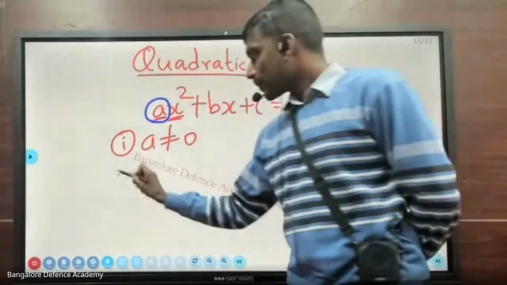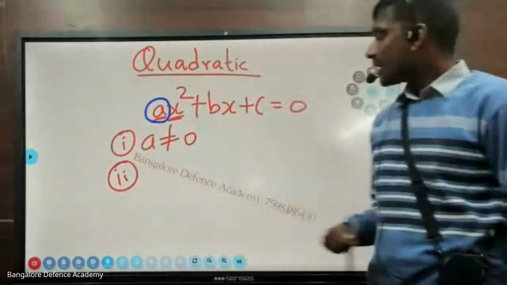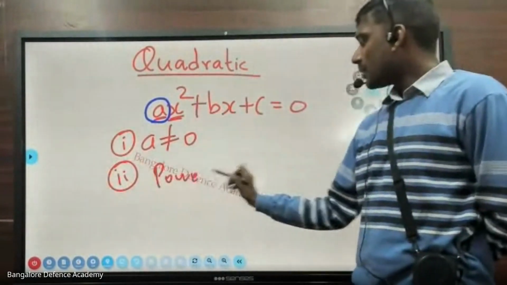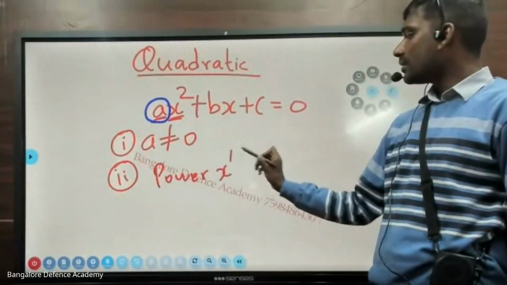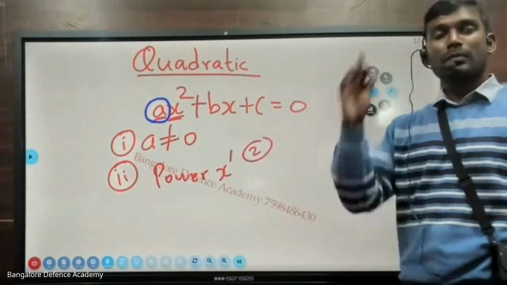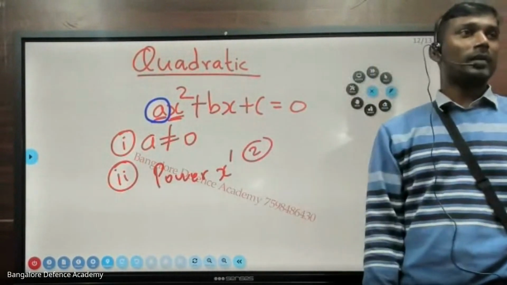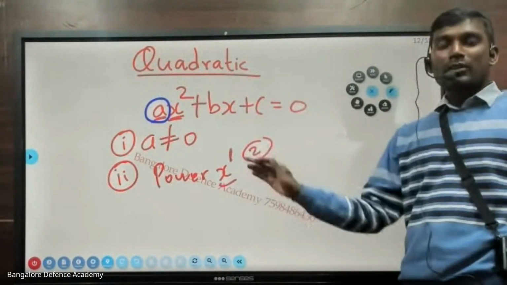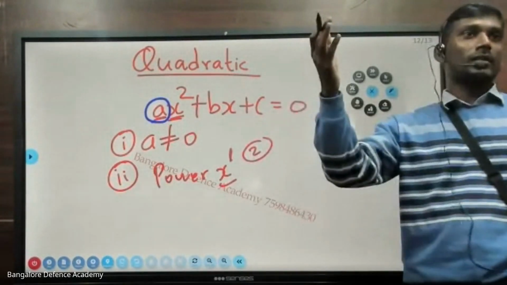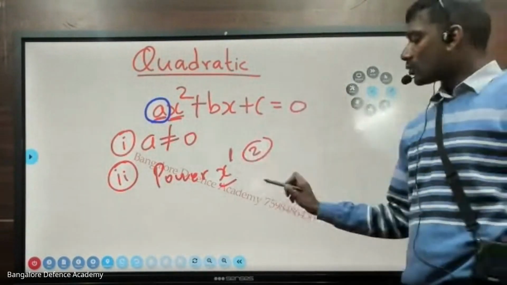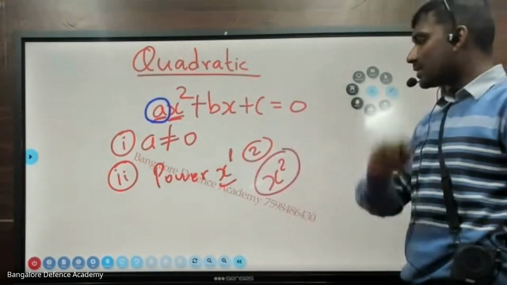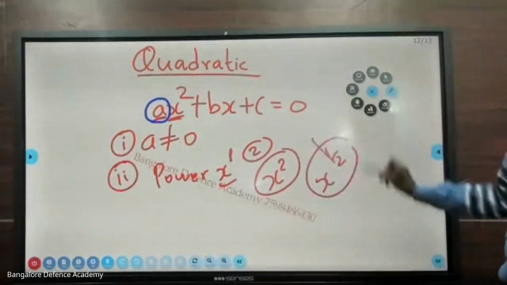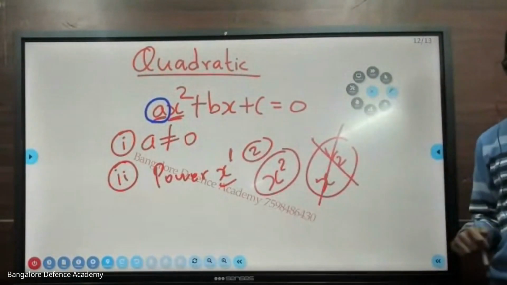Okay, next. The second condition is that the power of x should not be greater than 2. It should be 2 only. It should not be 1 also. If it is 1 then linear, if 2 then quadratic, if 3 then cubic. Understood? So x square must be there. If x to the power of 1 by 2 comes, it is still not a quadratic equation.